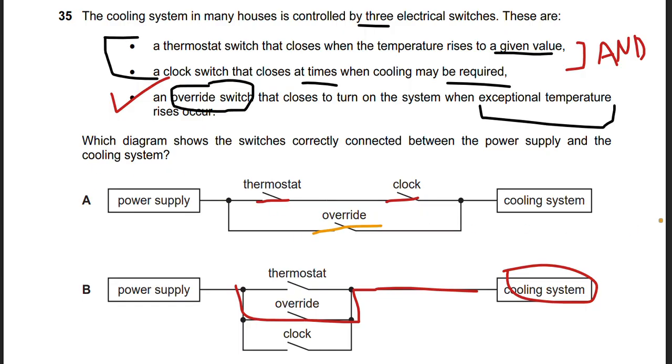So definitely the answer is actually A, because if you think about it, you need both of these conditions to be true for this cooling system to turn on, or you could also have an override option where you just don't care about what the thermostat and the clock are doing and you simply make your own decisions. So the answer is A.